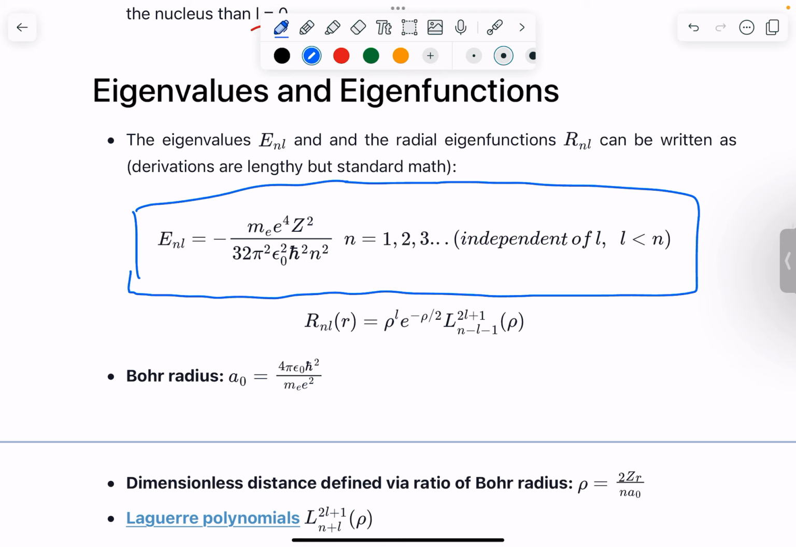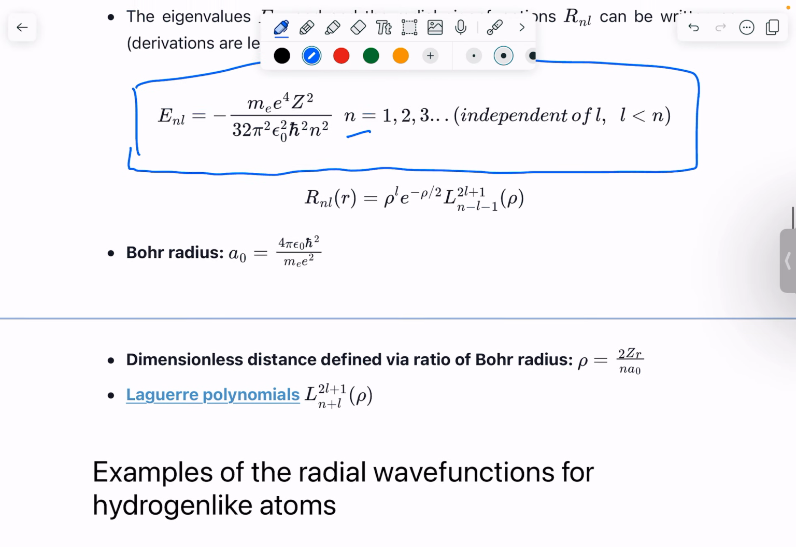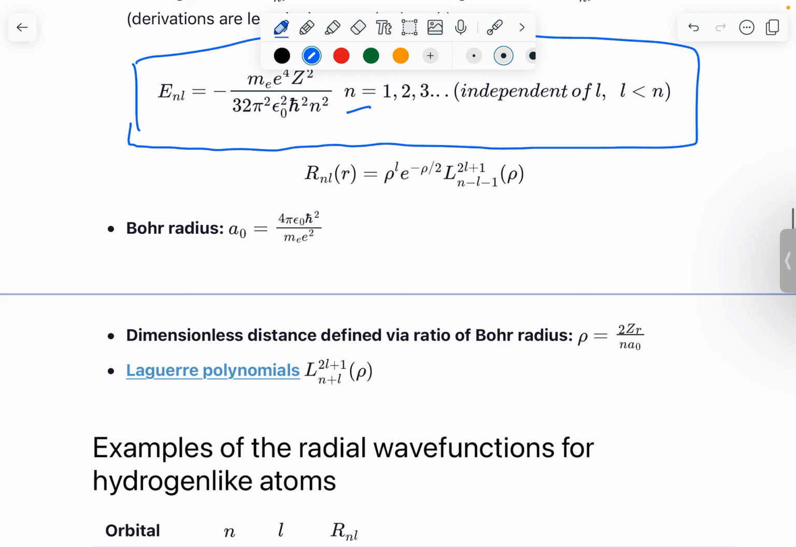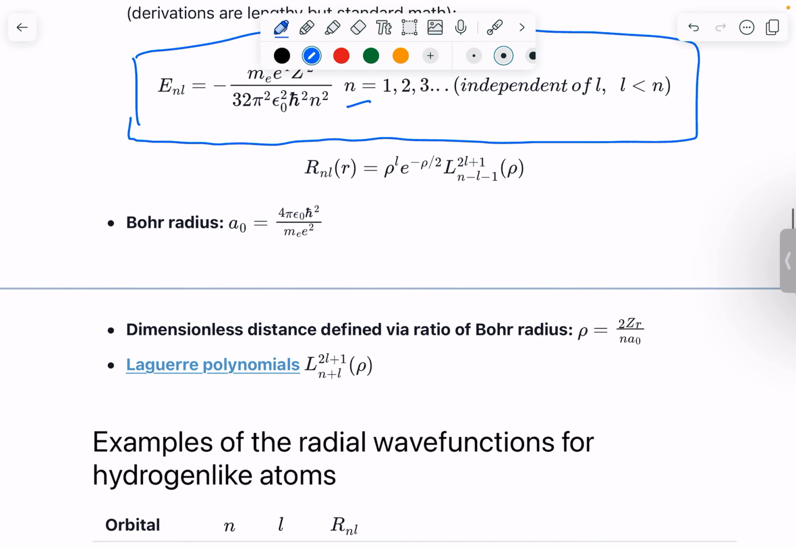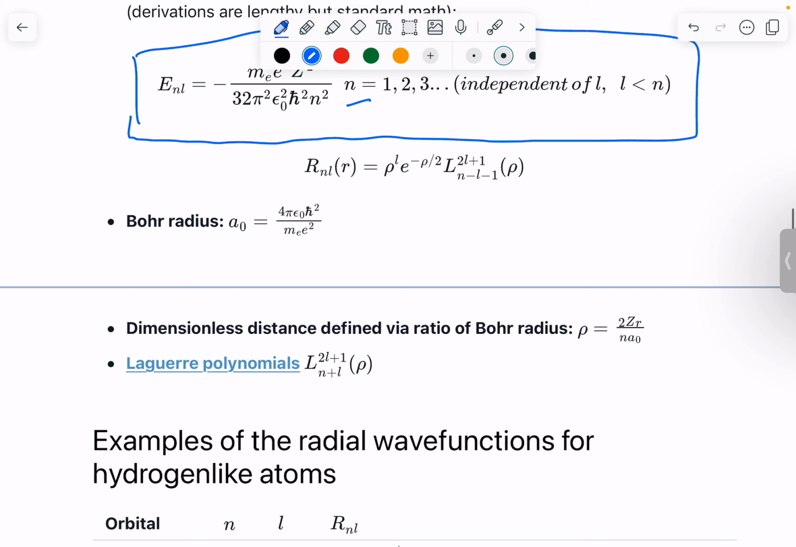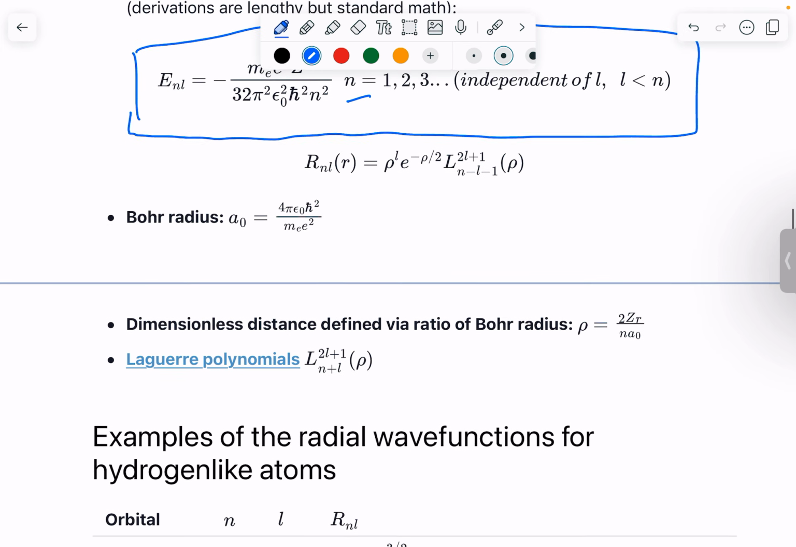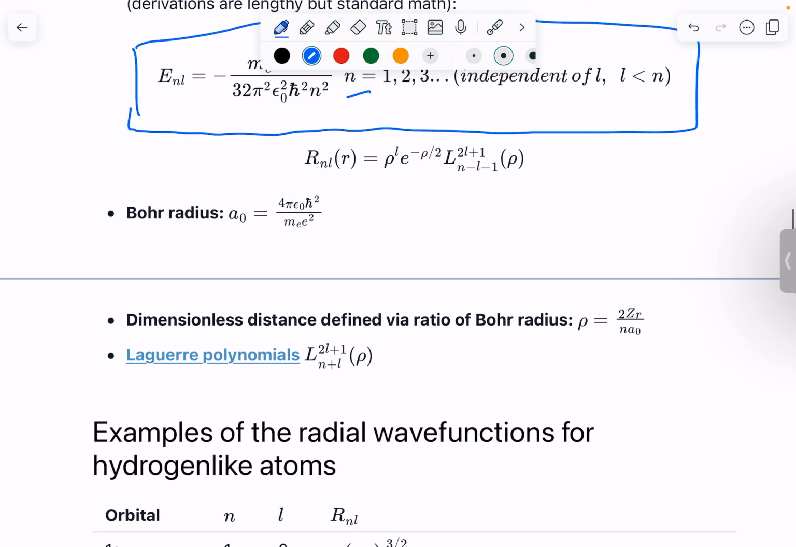So the eigenvalues were familiar, and the quantum numbers were familiar: 1, 2, 3. It's called the principal quantum number. The radial part of the wave function is new to us, and this is yet another common mathematical function that is well known in the literature of mathematical physics, because these kinds of problems have appeared not just in quantum mechanics, but also in other areas. So there are famous mathematicians that have solved this, and these functions bear their name. This L function is known as the Laguerre polynomial, and there's a table we're going to look at.